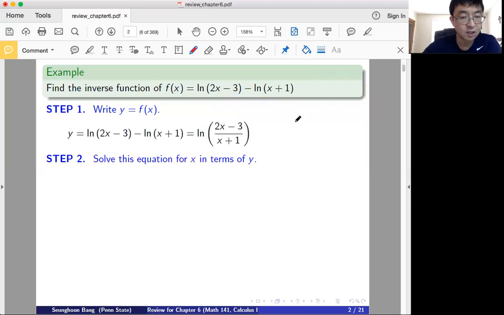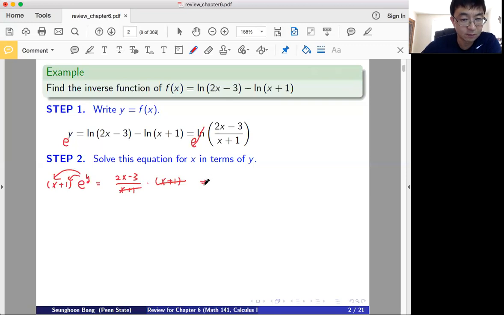Step 2, solve this equation for x in terms of y. So how can you solve this equation? First, I want to eliminate ln. So you take e, so it's gone, like this. So we have e to the y equals 2x minus 3 over x plus 1. The next, multiply both sides by the denominator x plus 1. Cross out, distribute e to the y.